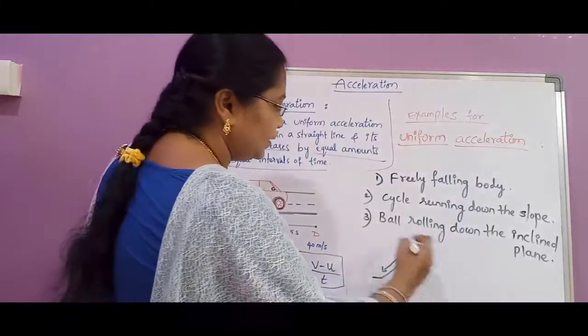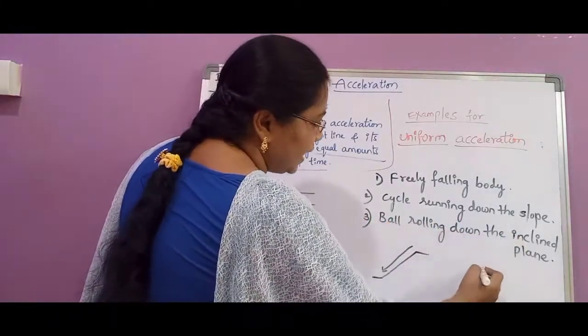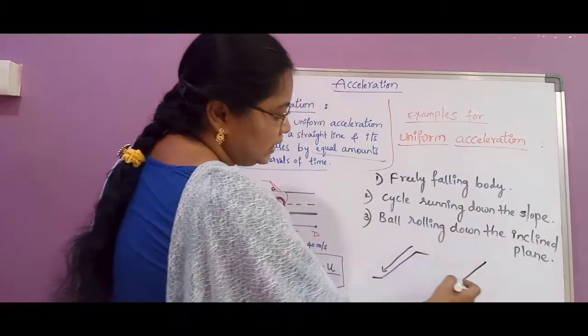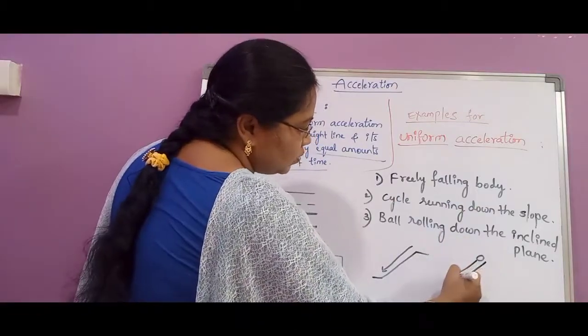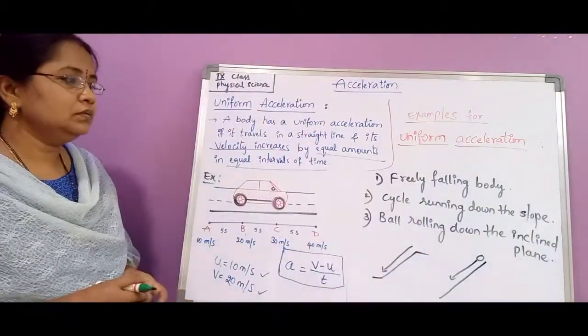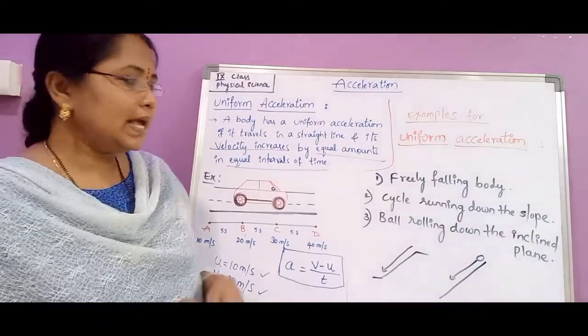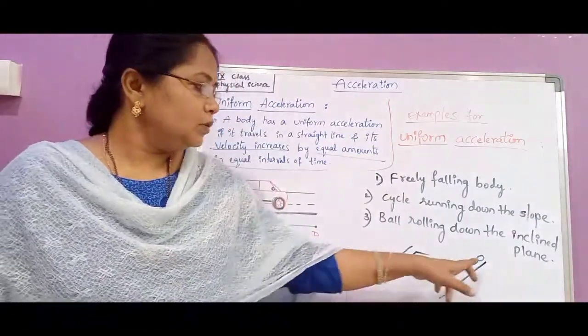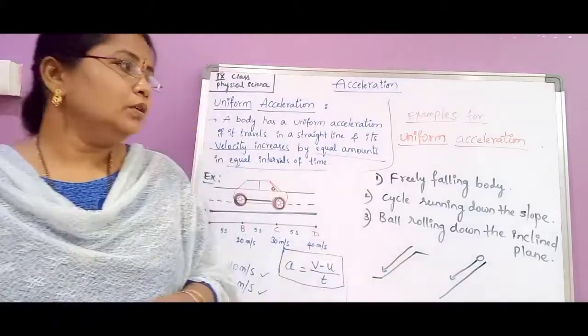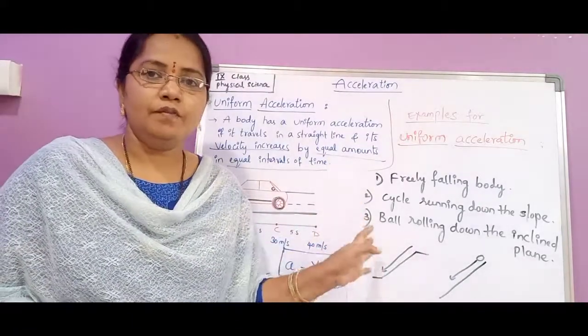Similarly, in the third case, a ball rolling down an inclined plane. Suppose this is the inclined plane and the body is rolling down. It is also having uniform acceleration as its speed gradually increases from top to bottom of the inclined plane. So these are some examples of uniform acceleration.